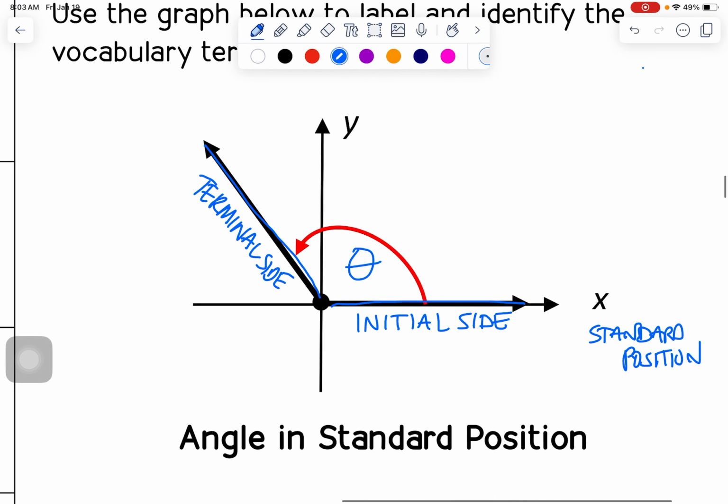So in this particular picture, we have that angle theta. We could also have an angle that starts at the same initial side as that one and swings all the way around to end with the same terminal side. This would be a negative angle, so it would be some form of negative theta. It would actually end up being negative 360 minus theta, but we'll talk more about that in a minute.